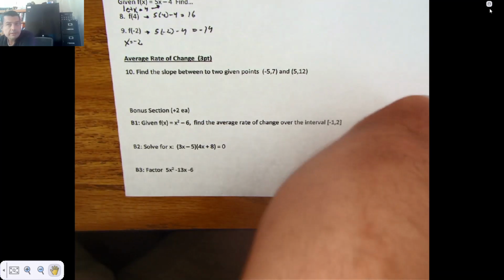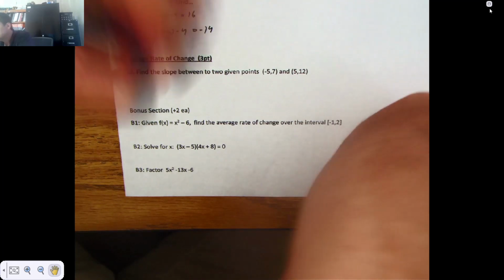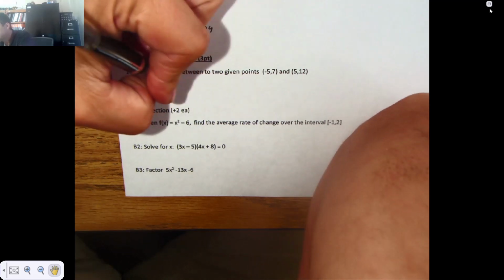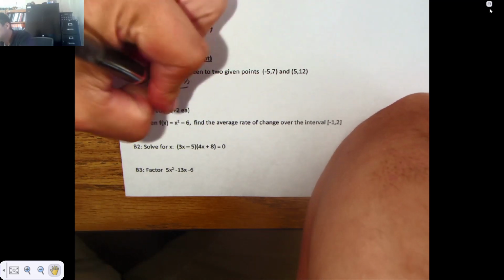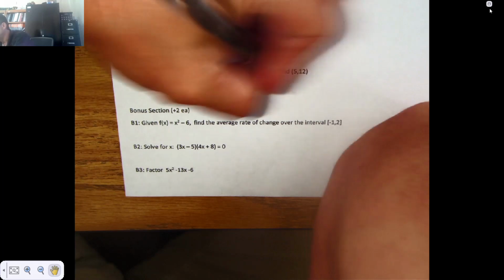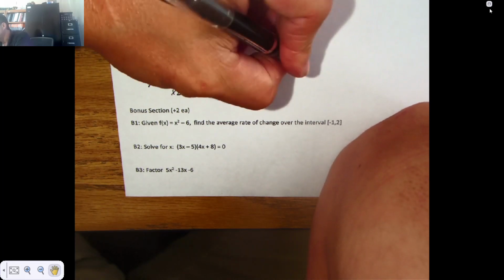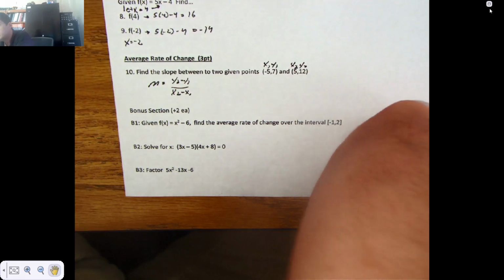10 is under the section average rate of change, but this one's about slope. Miss Buckley, and probably your 7th grade teacher, would have taught you that slope is y2 minus y1 over x2 minus x1, which you get from these points. They give you your x1s and y1s and your x2s and your y2, and you just plug in.